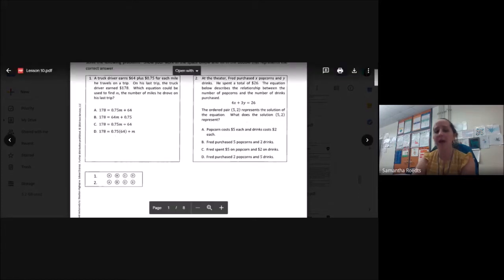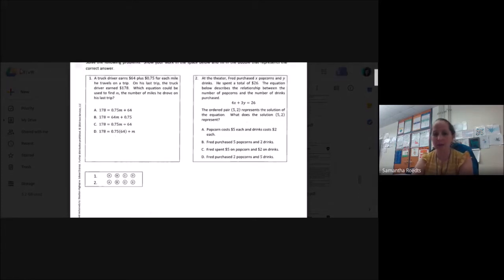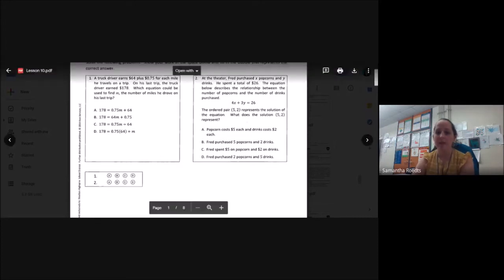I know that X represents popcorns and Y represents drinks. So that means that 4 times 5 is 20. So he bought 5 popcorns for $4 each. And then he bought 2 drinks at $3 each. So we know that popcorns are going to cost $4. So he purchased 5 popcorns and 2 drinks, so letter B. Because $5 doesn't make sense because we had 4x, the 4 is representing the money.